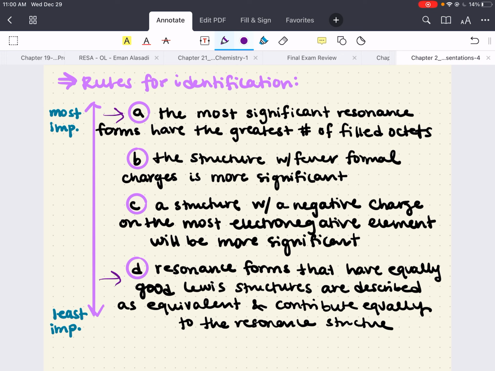If they all have filled octets, then you're going to move on to the next thing to help identify the most significant resonance structure. You're going to ask yourself, well, which structure has the fewest formal charges? The one with the fewest formal charges is going to be the more significant one. If all of them have the same number of formal charges, then you're going to move on to C, and you're going to ask yourself, well, the structure with a negative charge on the most electronegative element will be the most significant in comparison to the others.